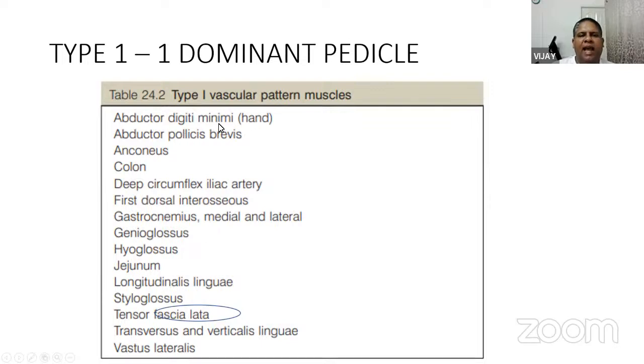You can also see the hand abductor digiti minimi and abductor pollicis muscles are type 1 muscles. Also, gastrocnemius, a very important muscle, which is used as a flap for coverage of the knee, upper one third of the tibia, and the lower third of the thigh, is also a type 1 pattern. So let me summarize: vastus lateralis, tensor fascia lata, gastrocnemius, abductor digiti minimi, and abductor pollicis in the hand.